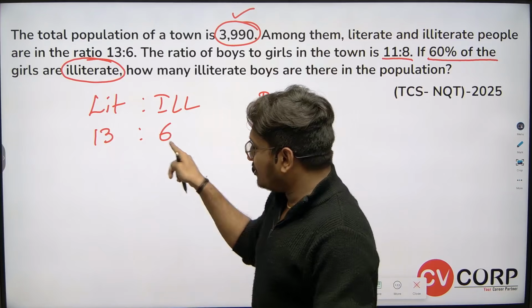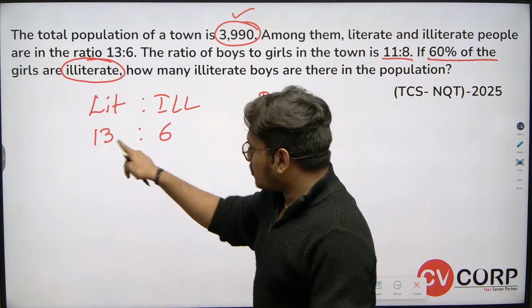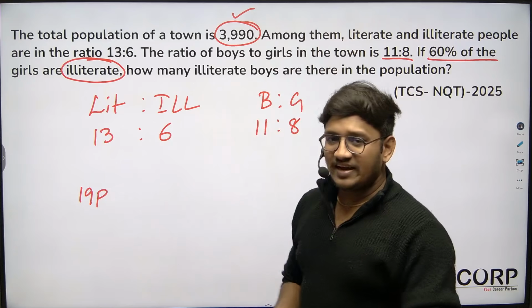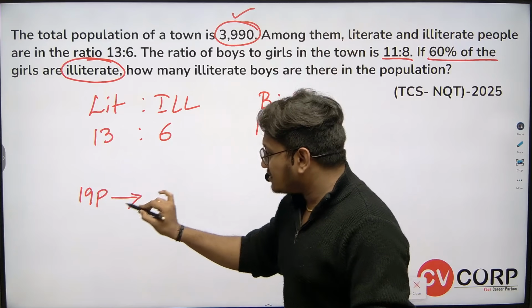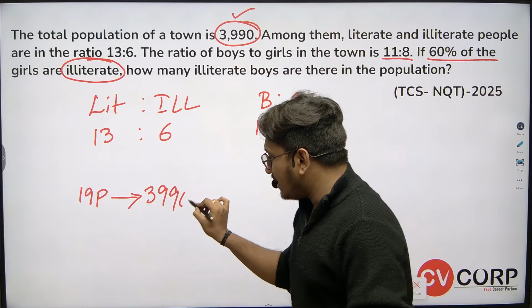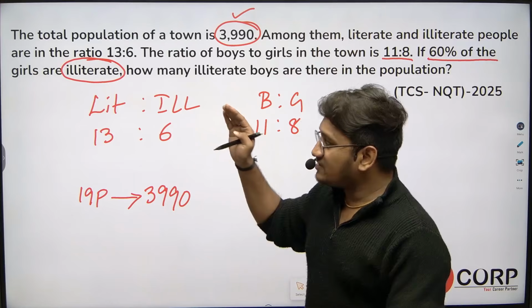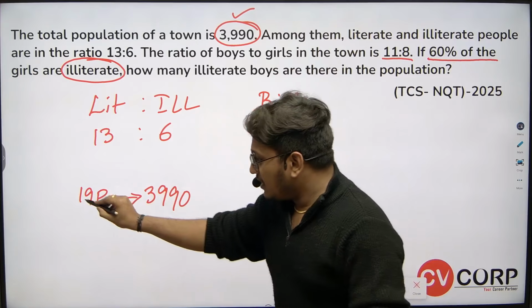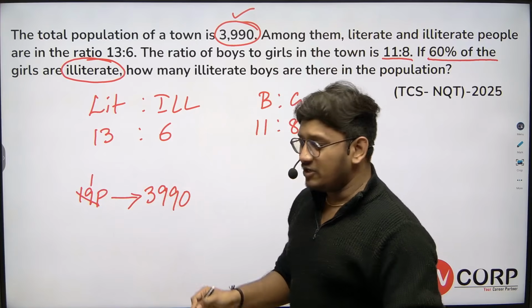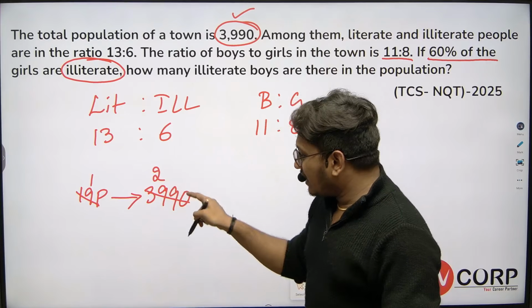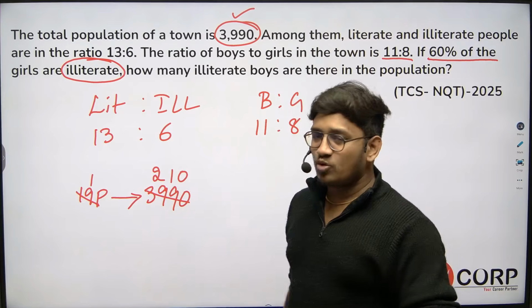Now if I want to find how many literate and illiterate people there are, first we need to balance the ratio, right? So how many parts do we have in total? 19 parts, right? 13 plus 6 is 19 parts. These 19 parts indicate the total population 3,990. Guys, listen carefully, this is the exact question given. So 19 parts is 3,990. Now you will get each part's value. 19 times 2 is 38. Okay, so each part's value is 210.